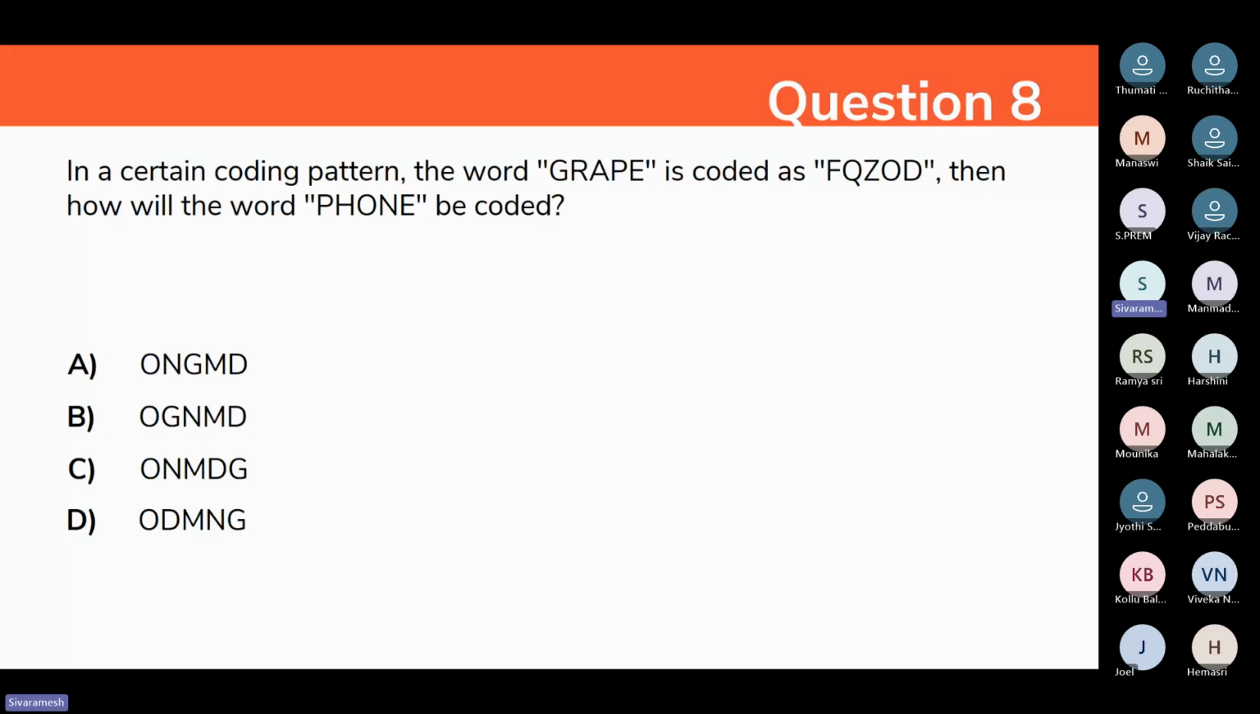Okay, let me see the answer here. Okay, letter 1 minus letter -1. Very good.